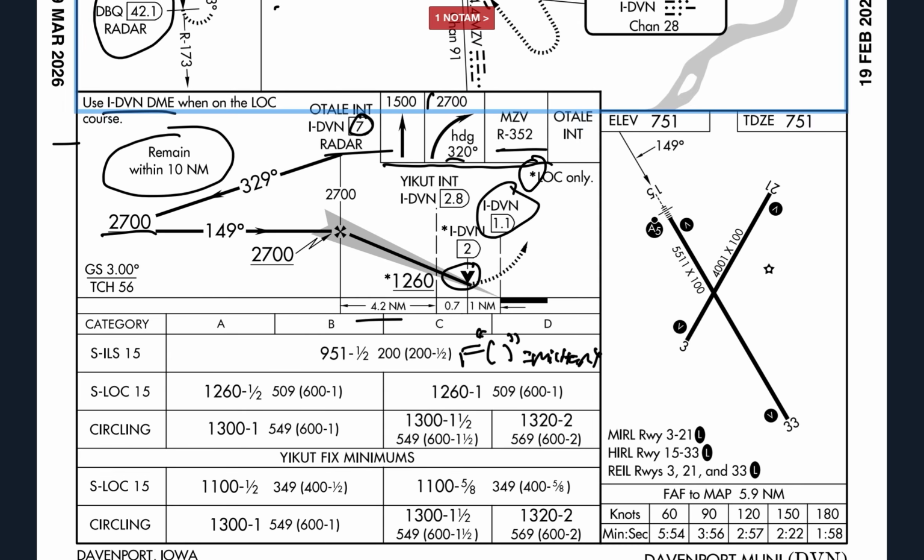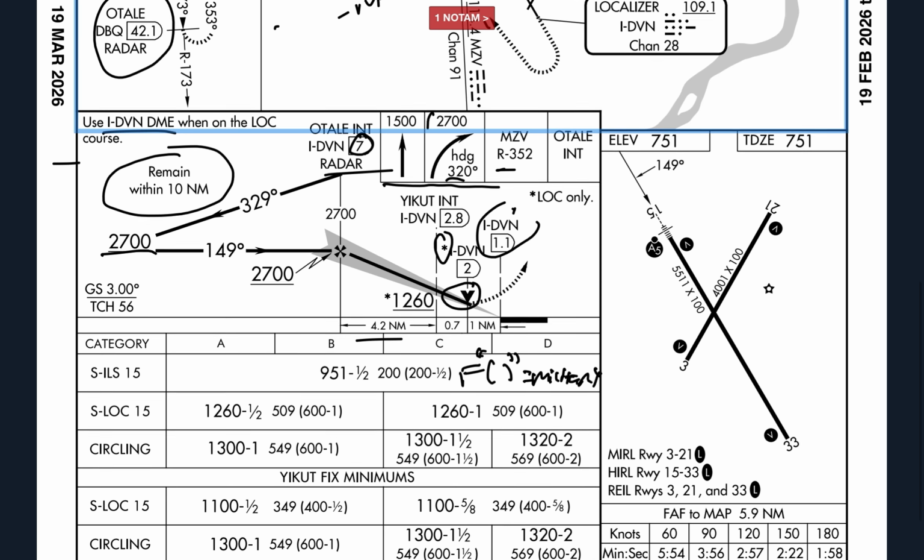And note this asterisk means localizer. All these asterisks right here tell you it's for the localizer only, which makes sense, right? There's no need to identify any sort of fix. If you're flying the precision approach, you're just going down to the decision altitude. If you see the runway, great. If you don't, you're going missed.